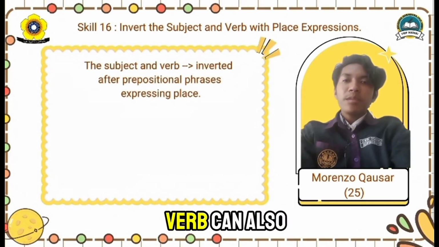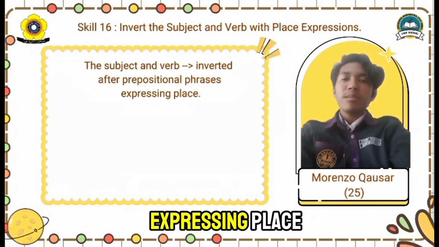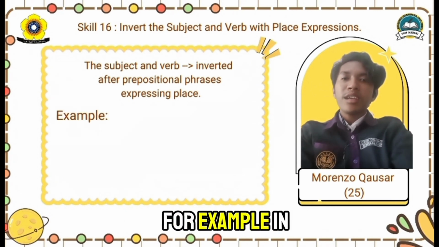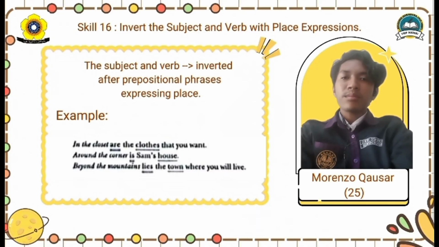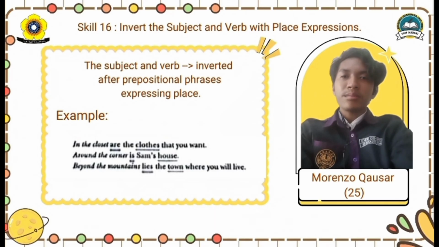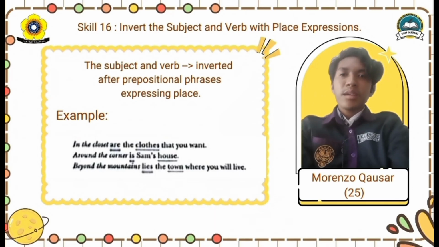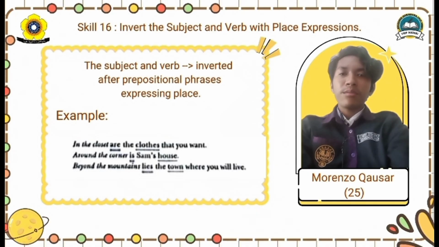The subject and verb can also be inverted after prepositional phrases expressing place. For example, in the closet are the clothes that you want. Around the corner is Sam's house. Beyond the mountains lies the town where you will live.